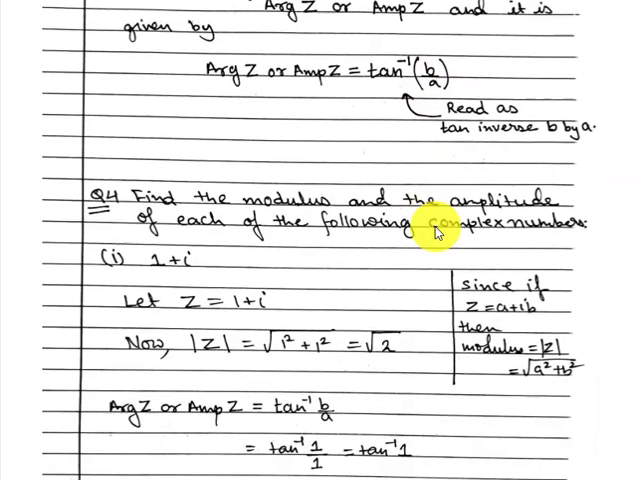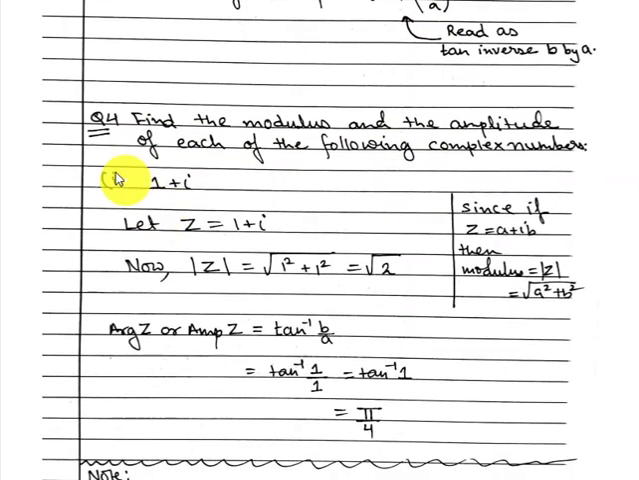Okay, so let us see question number 4. Find the modulus and the amplitude of each of the following complex numbers. So here number 1 is 1 plus i. Clearly this is in the form of a plus ib. Here your a is 1 and your b is also 1. So I'm denoting this complex number z is equal to 1 plus i. Now we firstly will find the modulus.